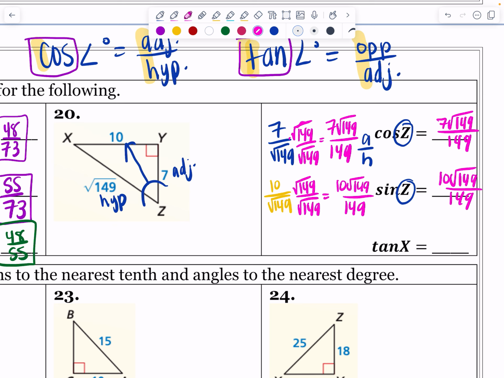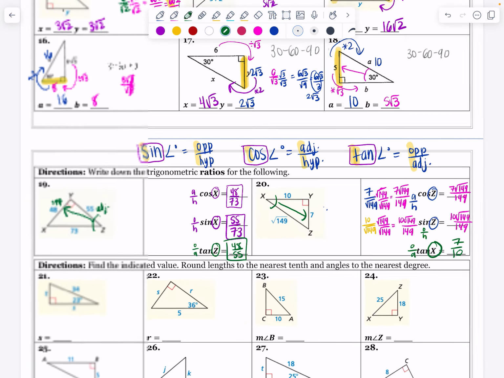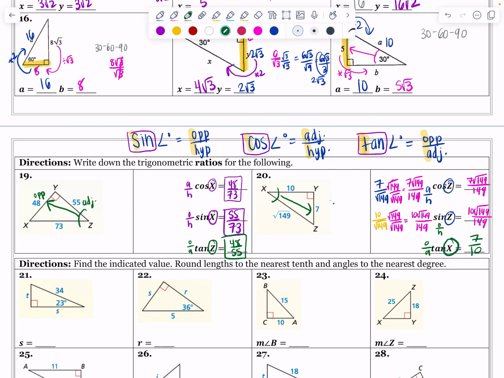So it looks super scary, but y'all ready for a much easier one? Let's go from the tangent of x. We're changing perspectives here. From x's perspective, I'm going to put an arc right here. What is going to be our opposite over our adjacent? Because this one was opposite over hypotenuse. Opposite is 7. Adjacent is 10. That is fully simplified, and I am done. So those are just our tangent ratios.